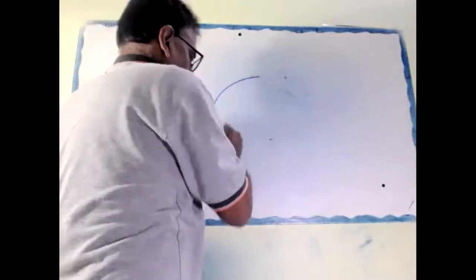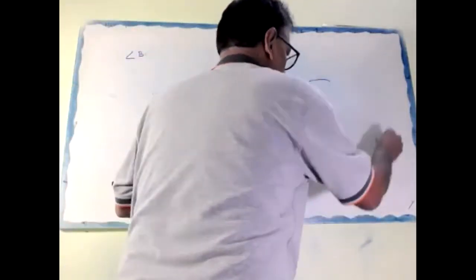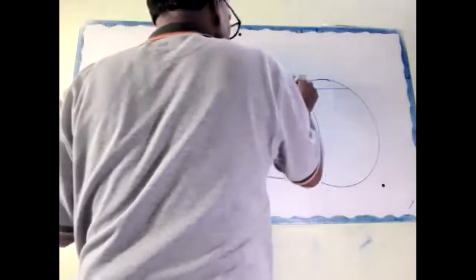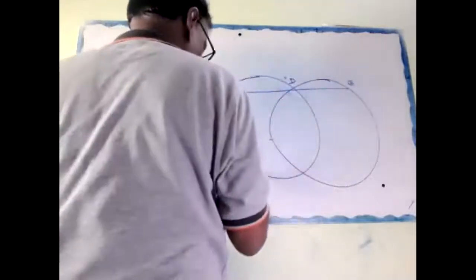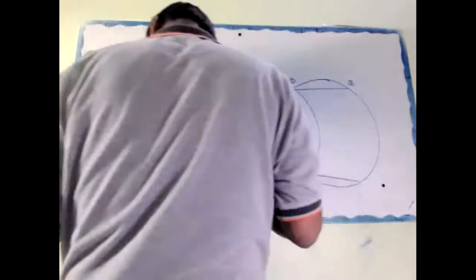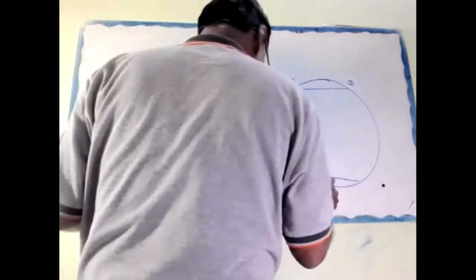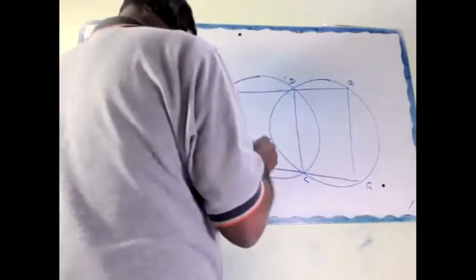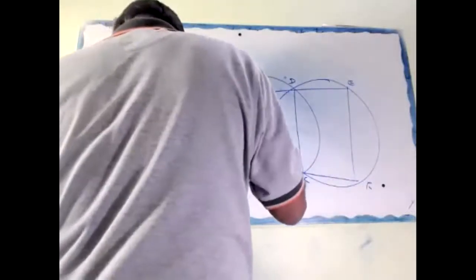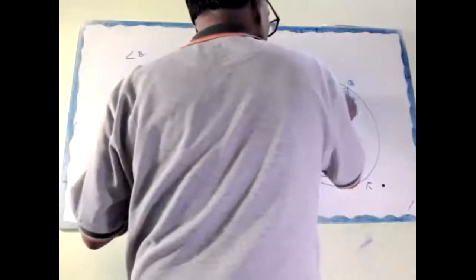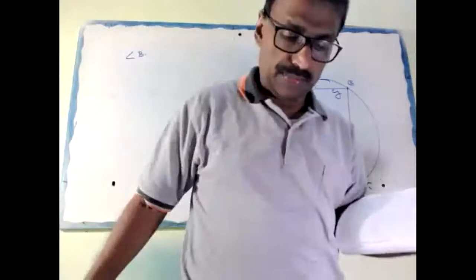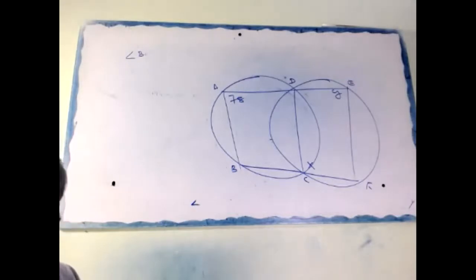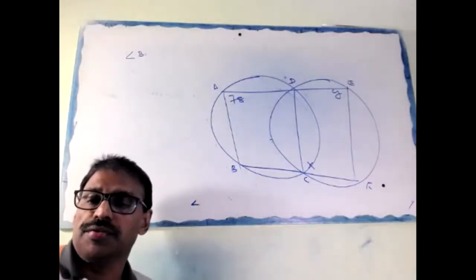Second question, in the figure, A, D, E, B, C, F, 78, X, Y. Find X and Y. Clear now? I hope everyone got both questions.